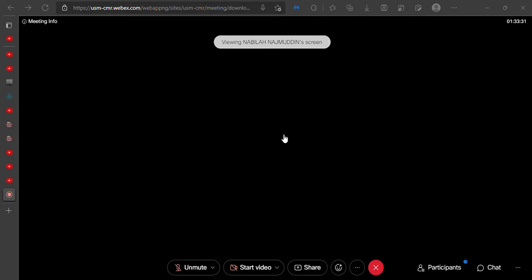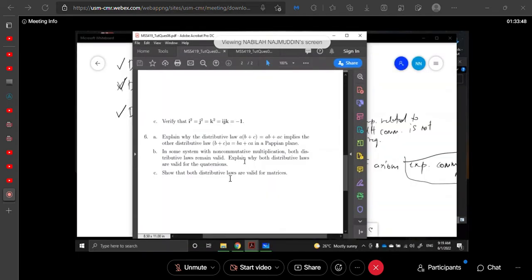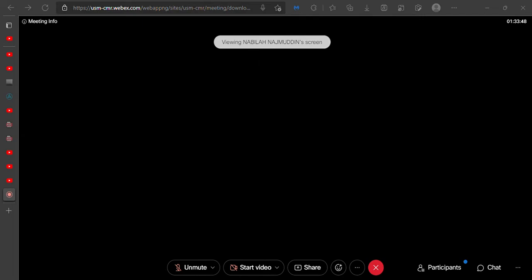generally it specifies the distributive law. So even though the quaternion does not satisfy the commutative law of multiplication, it satisfies the distributive law because in general, matrix systems satisfy both distributive laws. That is the relation. Okay? Then you can show that both distributive laws are valid for matrices.